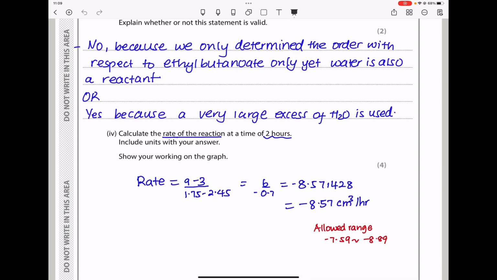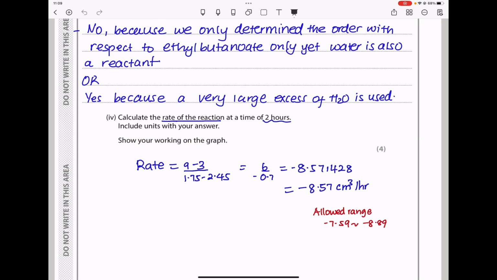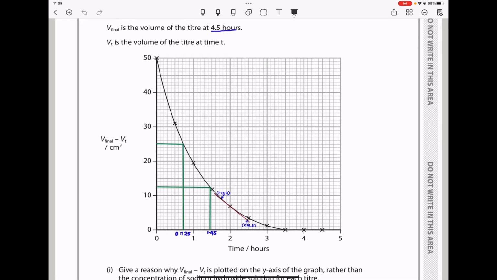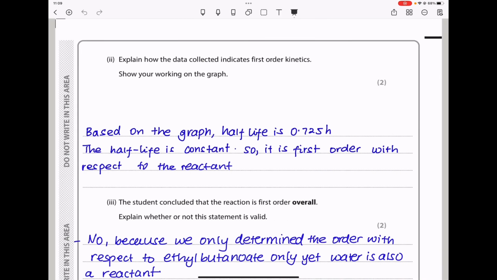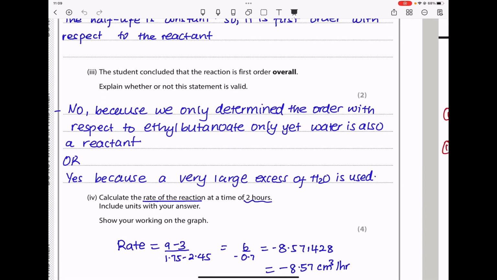So here they say, calculate the rate of the reaction at a time of 2 hours. Include units with your answer. And then they want you to show working on the graph. So all you need to do is draw a tangent at t is equal to 2 like I did here and find the gradient of that tangent. Then that will correspond to the rate at that specific time.